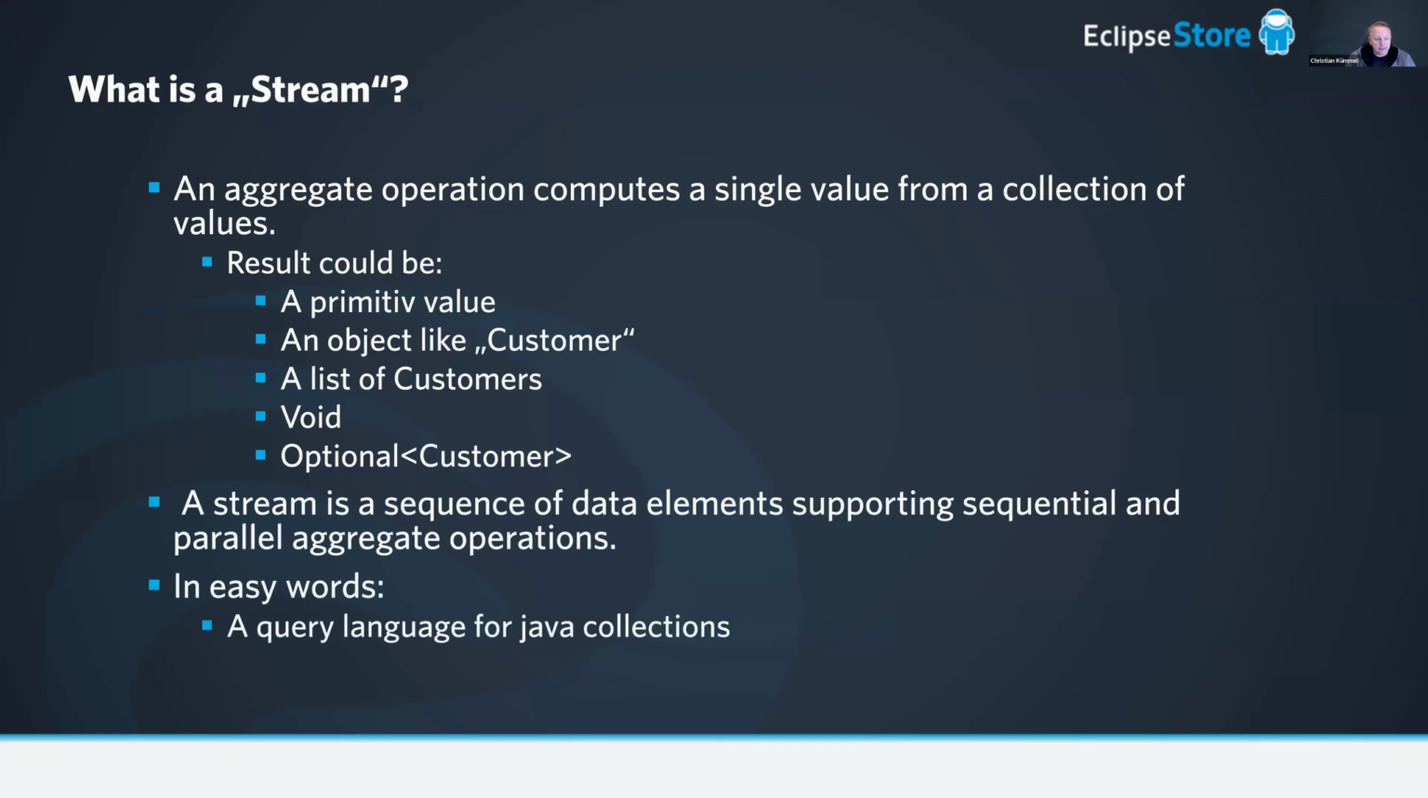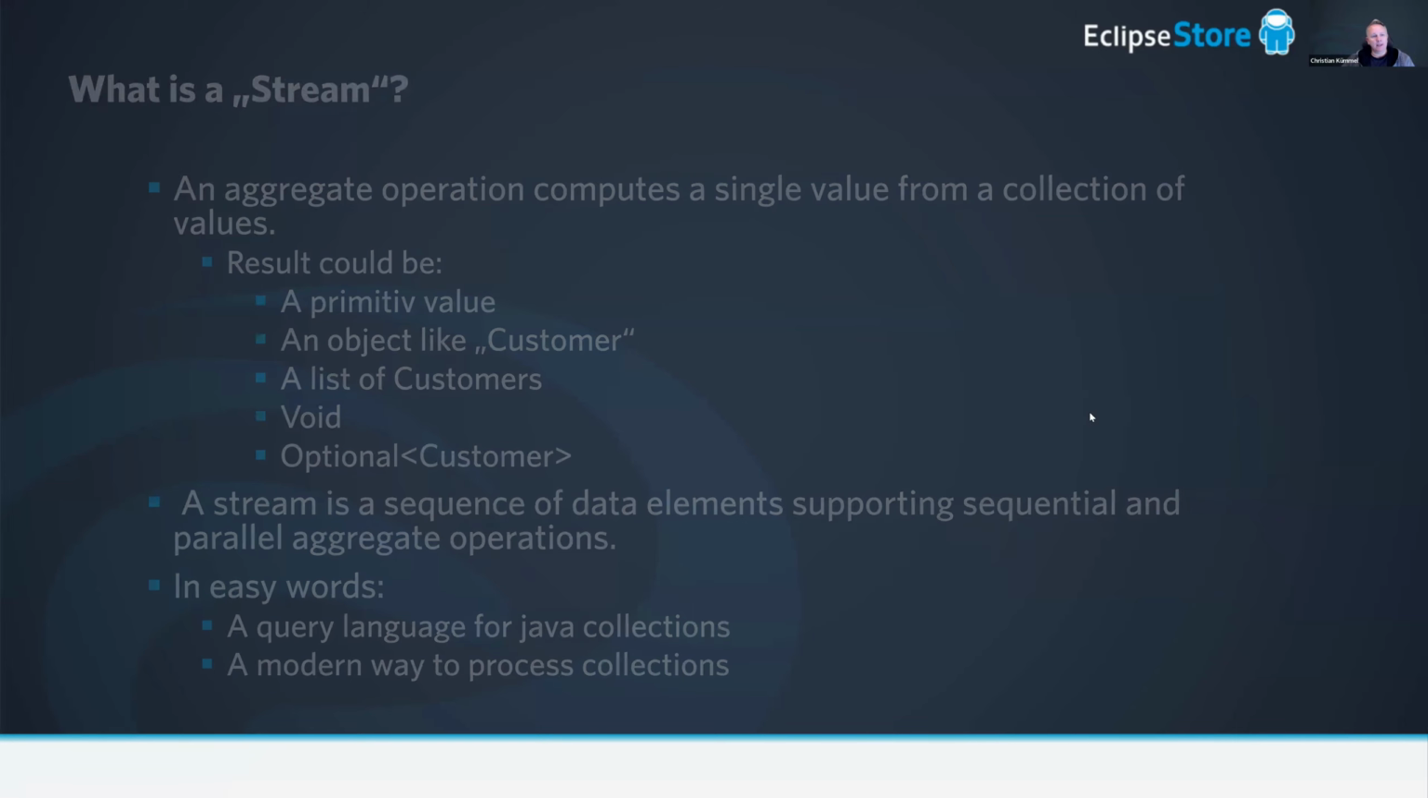On the other hand, a stream is a sequence of data elements supporting sequential and parallel aggregation operations. And I would say in easy words, that's what you read here, the definition of Wikipedia of a stream. But in easy words, I would say it's a query language for Java collections. So that is one definition, or it's a modern way to process collections. I think these make it more understandable what a stream is at the end.